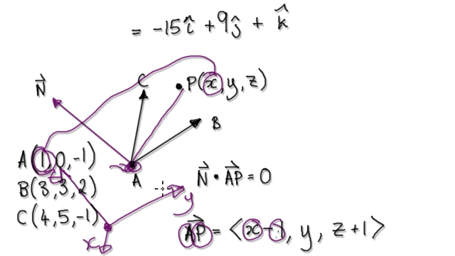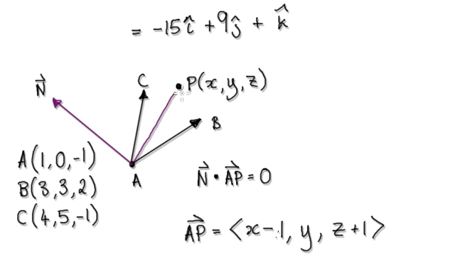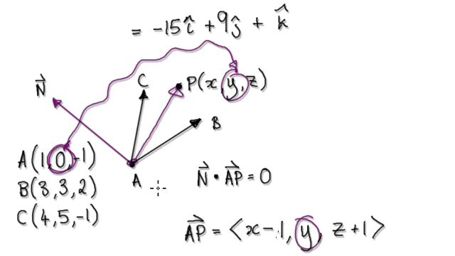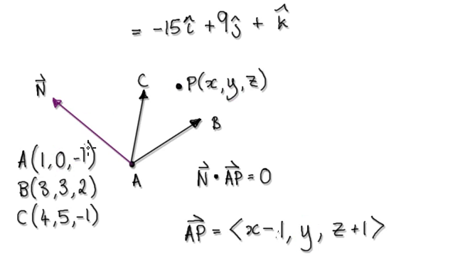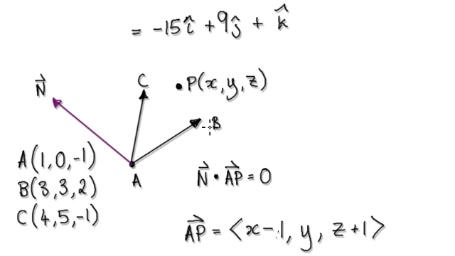So you simply get x, take away 1. You are currently at 1 here. How would you get to this x place? You would need to move this much in the x direction. Now let's look at it in the y direction. You are currently at 0. How would you get to the y? You need to move this much across in the y direction. Now you are currently at -1. How would you move to z? You need to move this much in the z direction. Simply get this, take away this. So from A to the general point will be given by this.